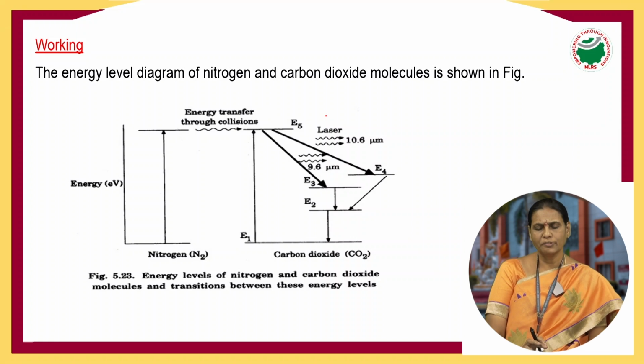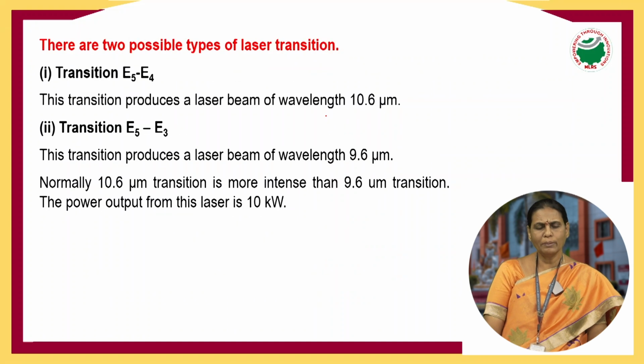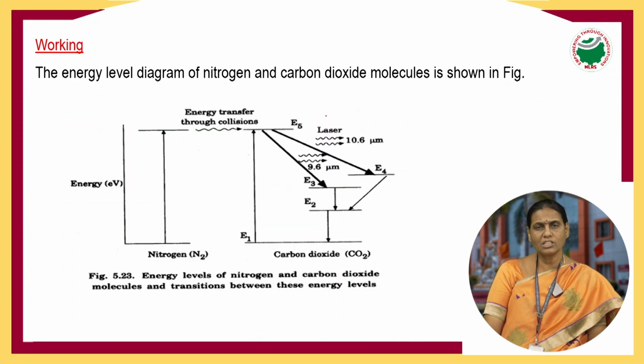Okay, next, from the E5 state, similar to helium and neon, here also there are 2 metastable states existing. One metastable state is from E5 to E4, that is E4 is called a metastable state, and from E5 the direct excitation will take place even to E3 also. So that's why for the transition from E5 to E4 and the transition from E5 to E3, we call the metastable states E4 and E3.